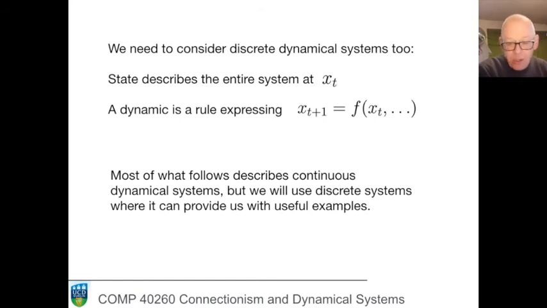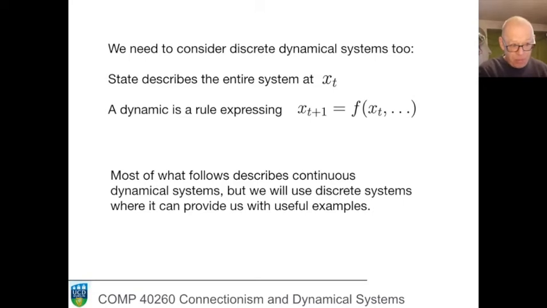And in our inquiry, we will be interested not only in continuous dynamical systems, but also in discrete dynamical systems, as found, for example, in a recurrent neural network. In a discrete dynamical system, we have the same pairing of state and dynamic. The state simply is all the numbers needed to describe the system at time t, and the dynamic is the update rule of a network.